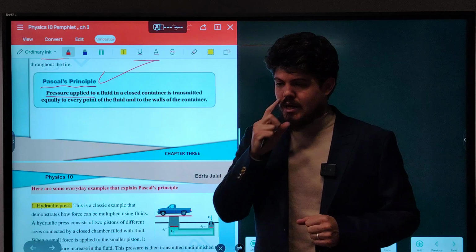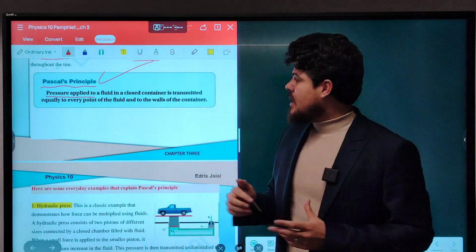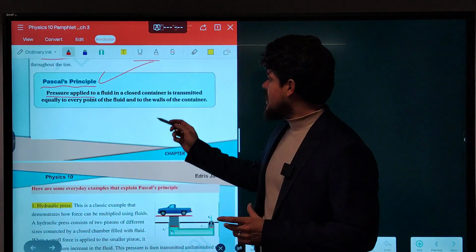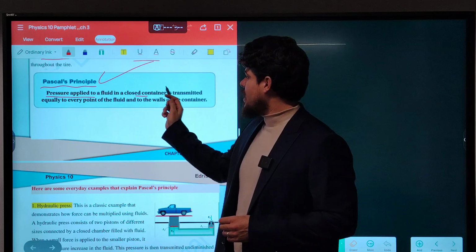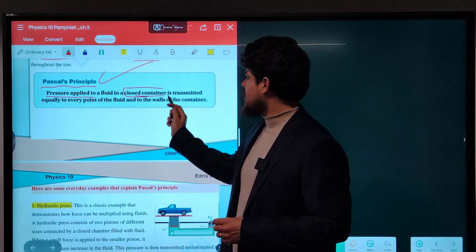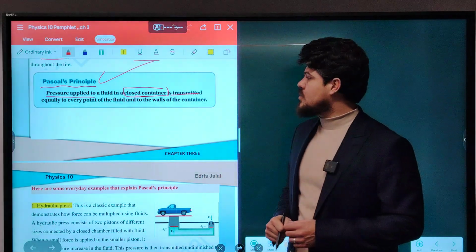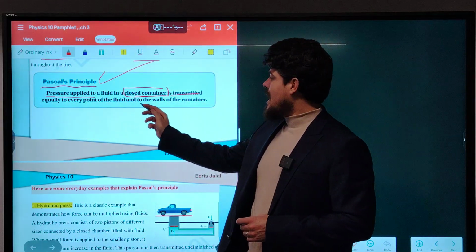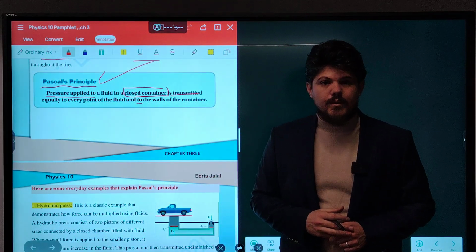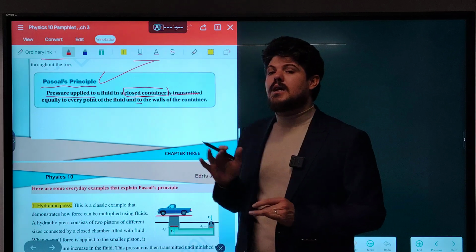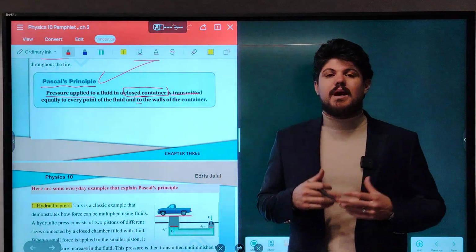Pressure applied to a fluid, like maybe liquid or gas. The pressure applied to a fluid in a closed container is transmitted equally to every point of the fluid and to the walls of the container. Okay? Once again, listen carefully. What is Pascal's principle?